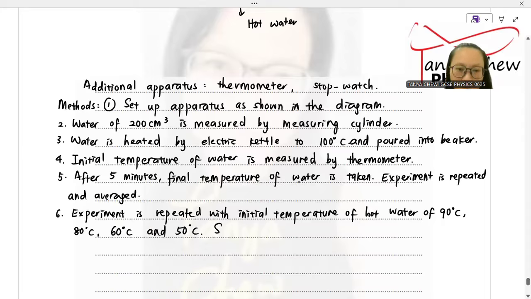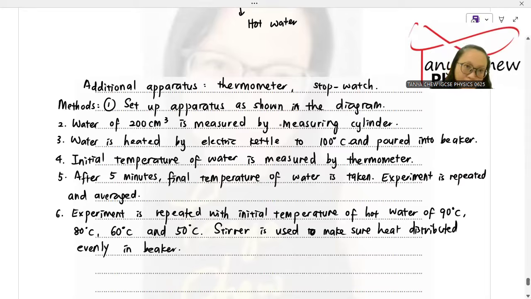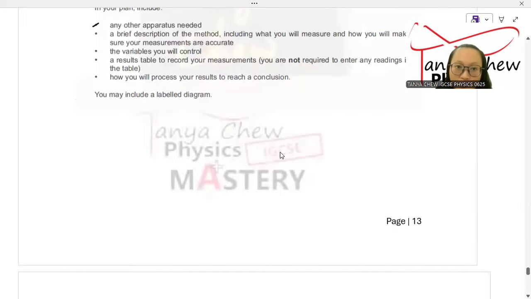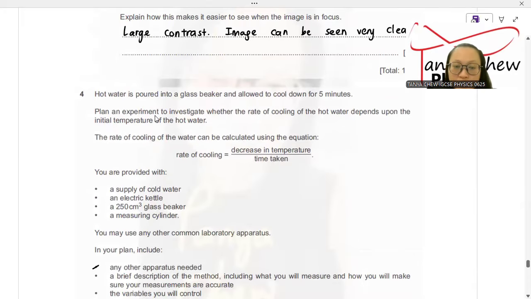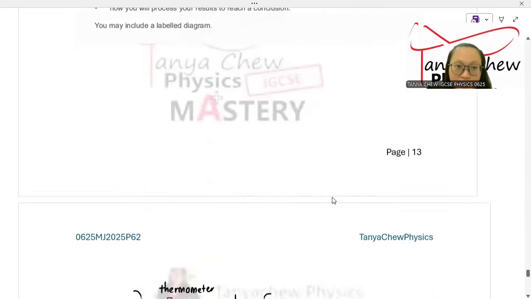And then stirrer is used to make sure heat is distributed evenly in the beaker. We are done with that, right? Because after all, remember, this student is going to investigate whether the rate of cooling, cooling down for 5 minutes, remember. So the time is actually constant.